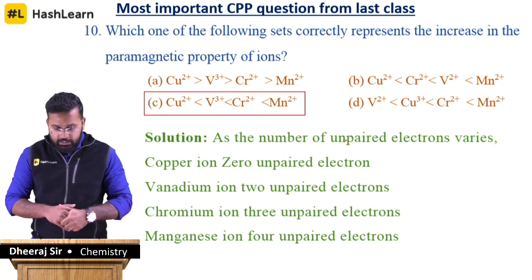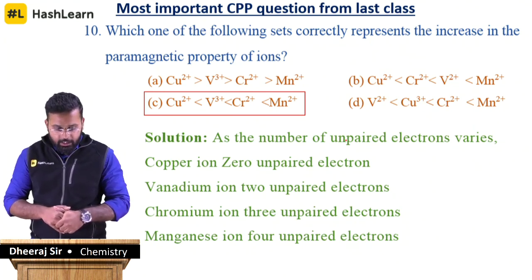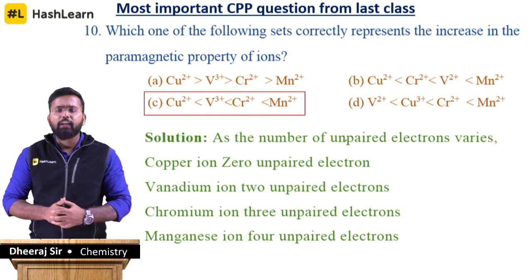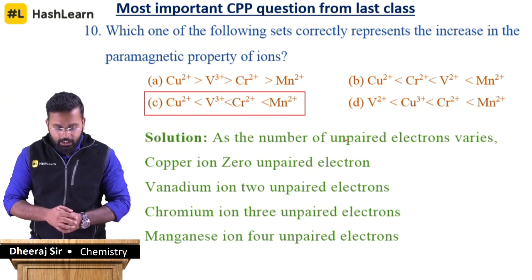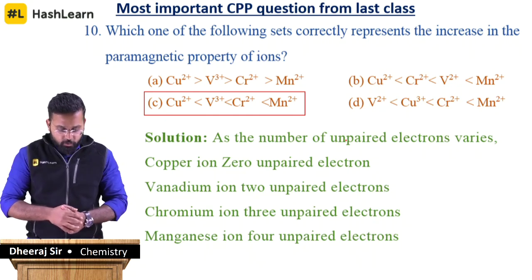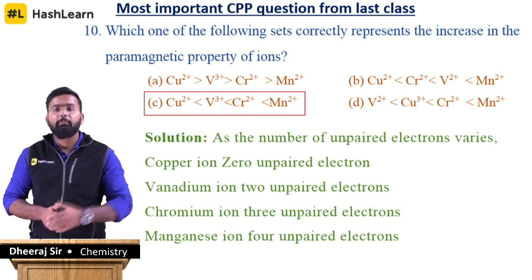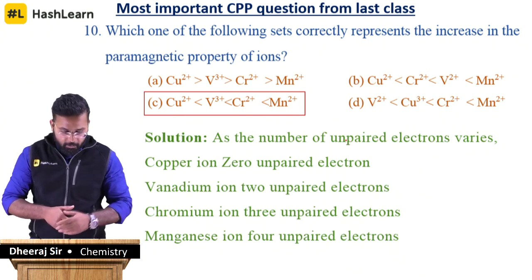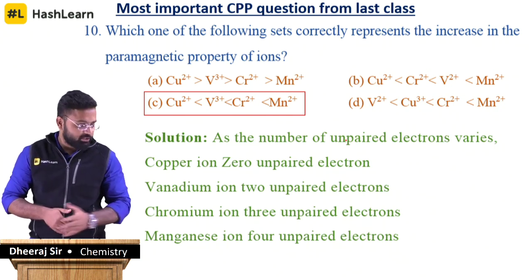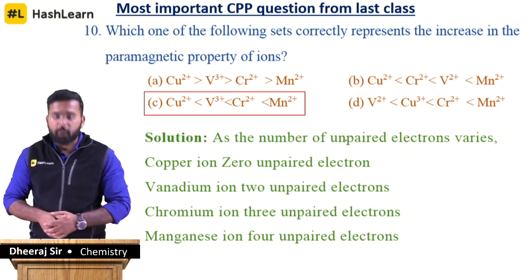Which one of the following sets correctly represents the increasing order of the paramagnetic property of ions? It's fairly simple. The higher the number of unpaired electrons, the higher the paramagnetic behavior. If you check the trend as to where it is going to have the highest number of unpaired electrons, it is in the case of manganese, followed by chromium, then vanadium, and then copper. Straight away we have the answer, which is option C.